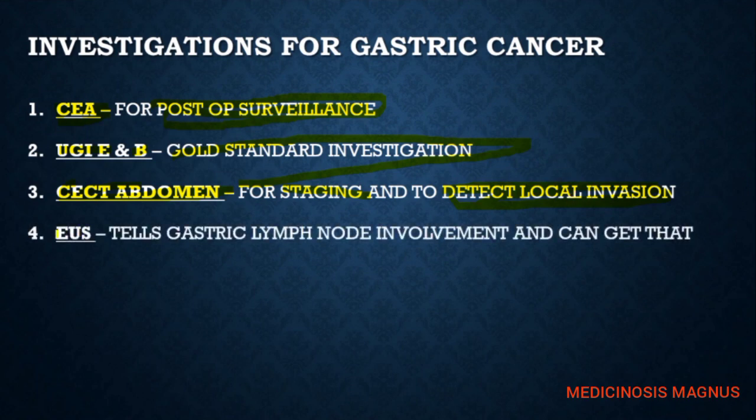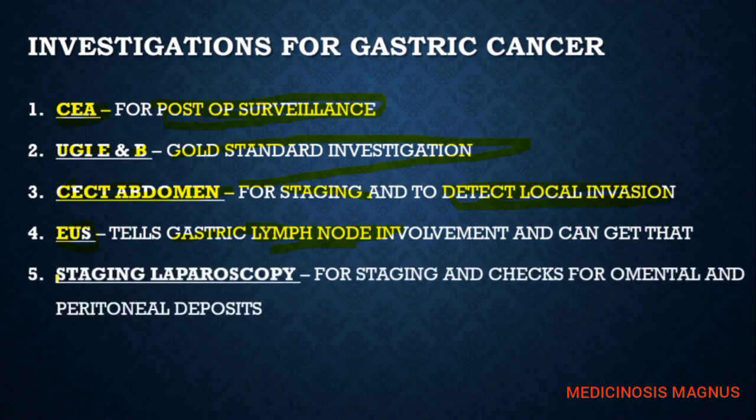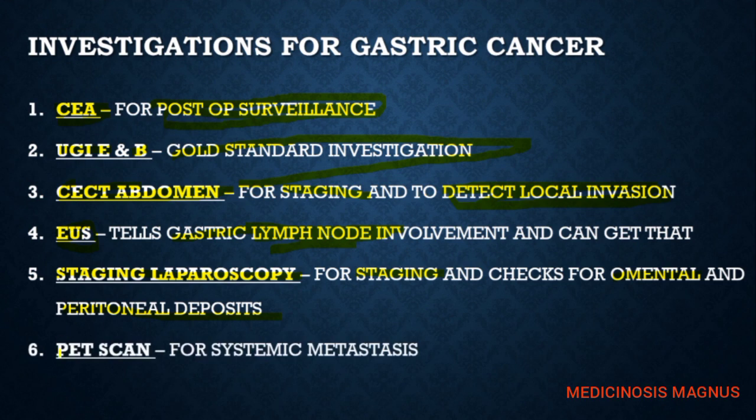With endoscopic ultrasound, you can check the gastric lymph nodes, which are important while removing, and we can also take a biopsy from that. And then we do staging laparoscopy, that is mainly for staging and to check for the greater omentum or lesser omentum deposits and other peritoneal deposits. Then finally we do a PET scan. This is for checking systemic metastasis, that is to check for liver metastasis, lung metastasis, or anywhere else.